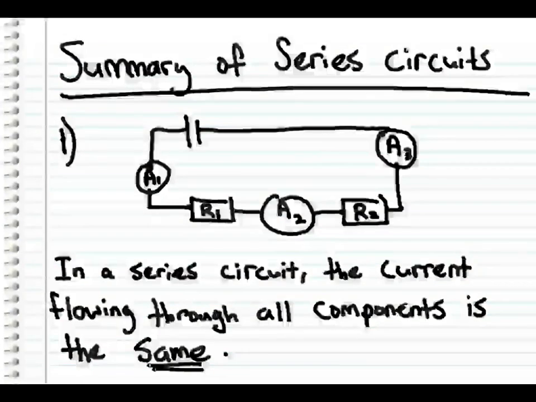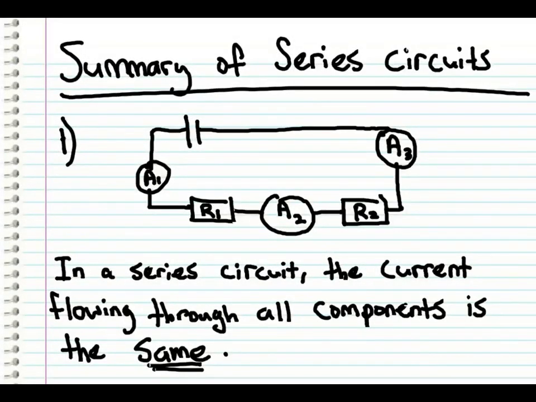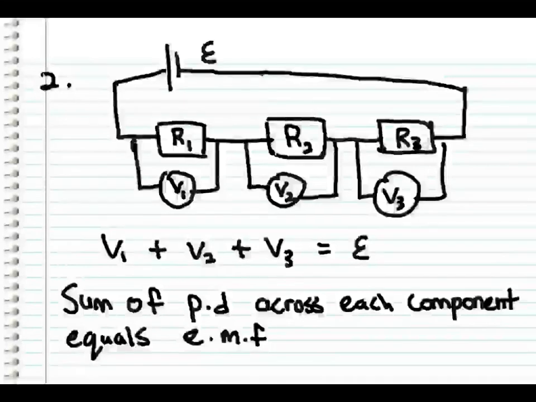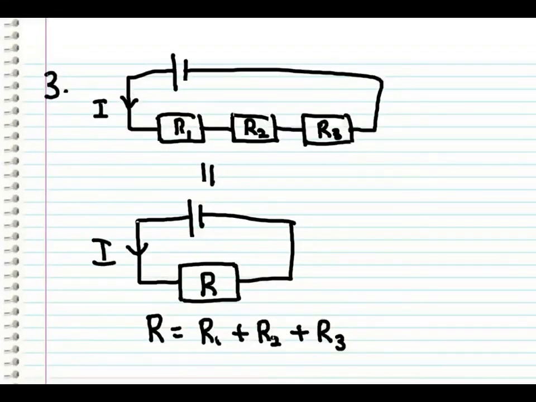So let's summarize. For a series circuit, the current flowing through all the components in the circuit is the same. Therefore, the ammeter readings A1, A2 and A3 should give the same value. Point number 2, the sum of potential difference across each component in a series circuit is always equal to the EMF of the battery. For the last point, when you have resistors arranged in a series circuit, the effective resistance is simply the sum of all the resistances of the resistors.